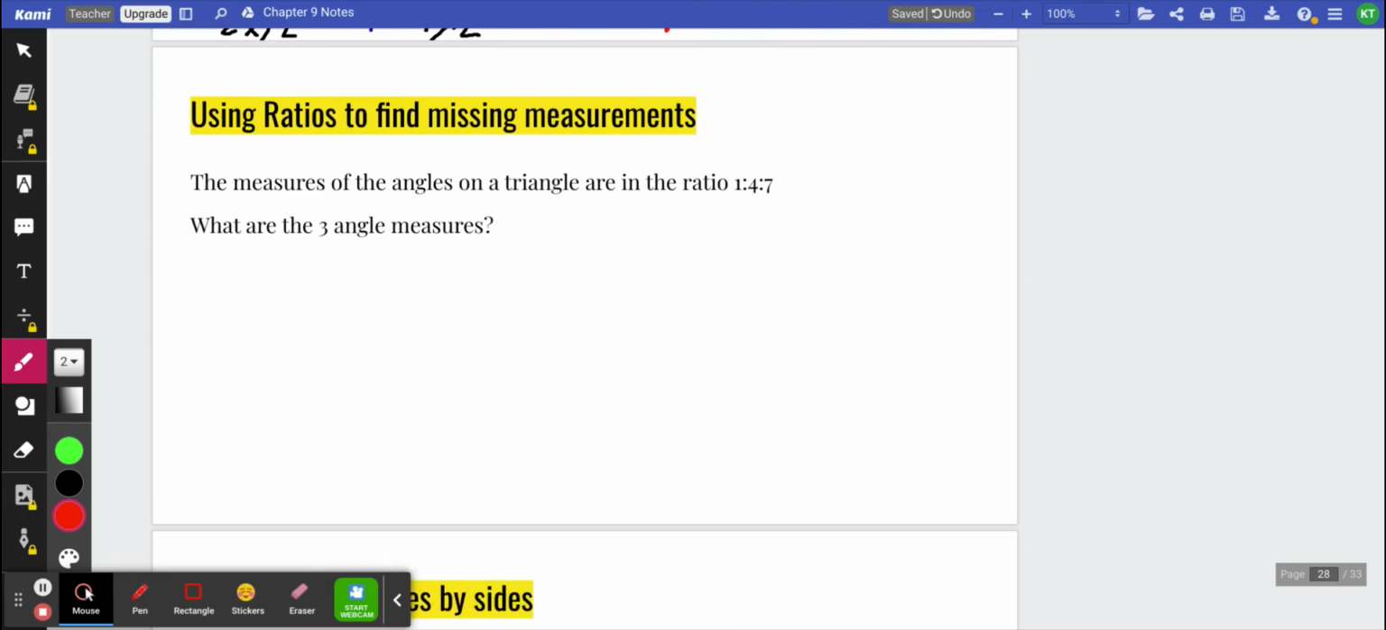All right, using ratios, right, of 1 to 4 to 7. So it's not telling us what the angle measures are, it's just telling us their ratio between each other, right? Meaning that this one's 4 times bigger and this one would be 7 times bigger than the first one. So again, I have to take the fact that the total is 180. And now my ratio is 1 times something plus 4 times that same thing plus 7 times something, right? That would give me the ratio of 1 to 4 to 7.